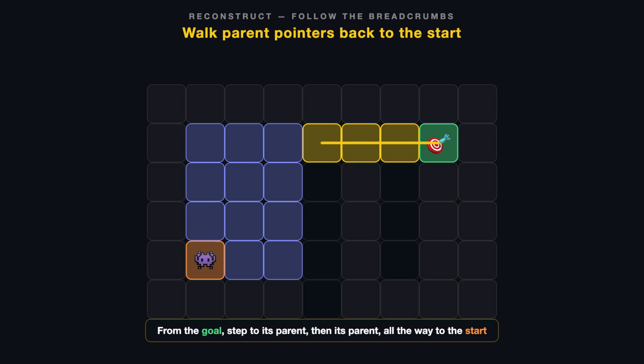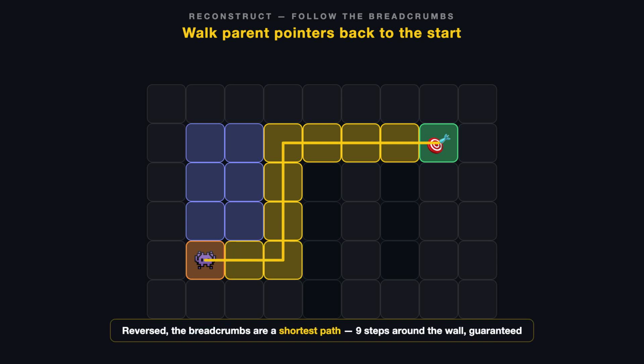Then that tile's parent. And keep going, following the chain of parents all the way back to the start. That trail, reversed, is the path. And because every G along it was the cheapest we ever found, this is a shortest path around the walls, guaranteed. Highlight it, hand it to the enemy, and it starts moving toward you. That is the whole trick: search with the 3 numbers, then rebuild the route from the breadcrumbs.